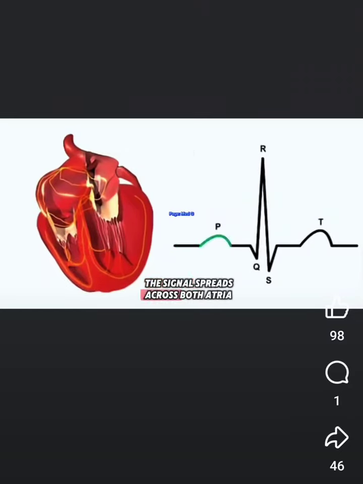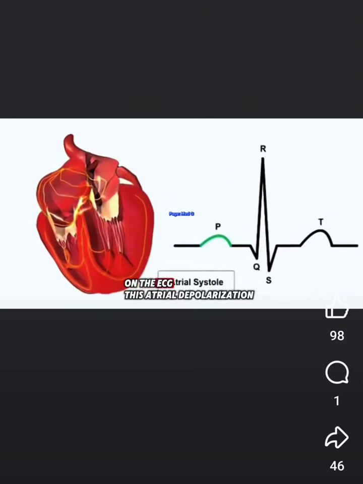The signal spreads across both atria, causing the muscle cells to depolarize and contract, inducing a phase known as atrial systole. On the ECG, this atrial depolarization is represented by the P wave.